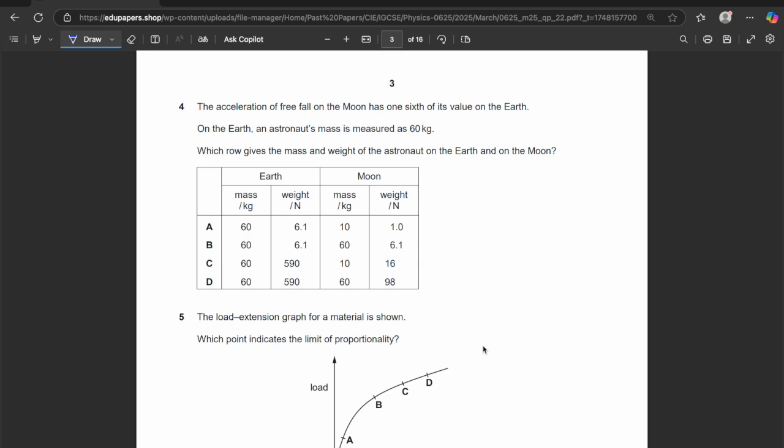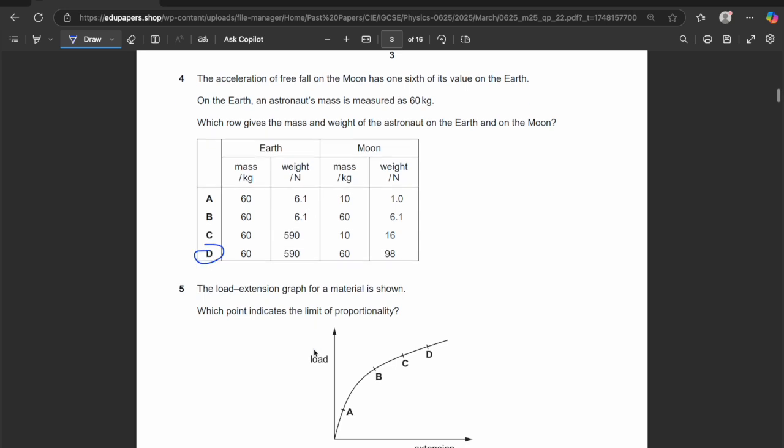So 4. The acceleration of free fall on the moon is 1/6 of its value on the Earth. On the Earth, an astronaut's mass is measured at 60 kilograms, and which row gives the mass and the weight of the astronaut on the Earth and on the moon? So the mass would be the same on both Earth and the moon. So it will be either B or D. And weight, we can calculate weight for the Earth. 60 into 9.8. We get 588, which is closer to 590, so this will be the correct answer.